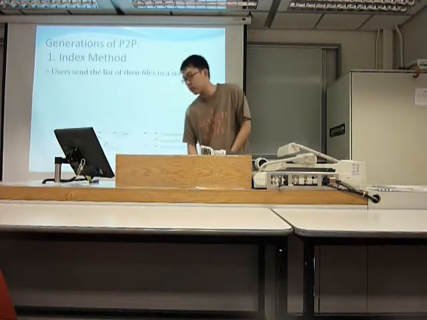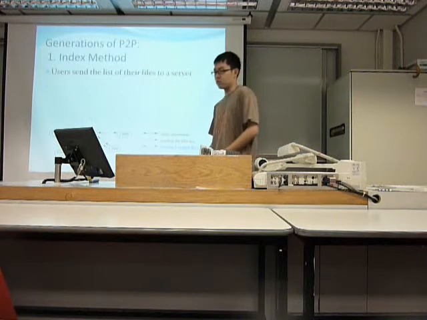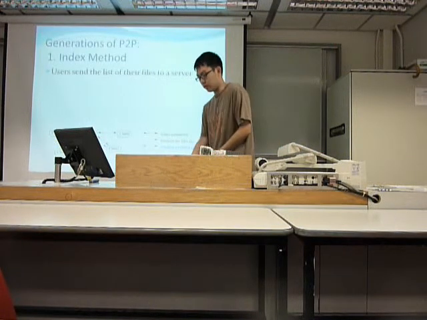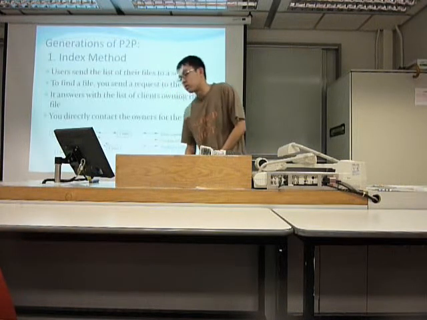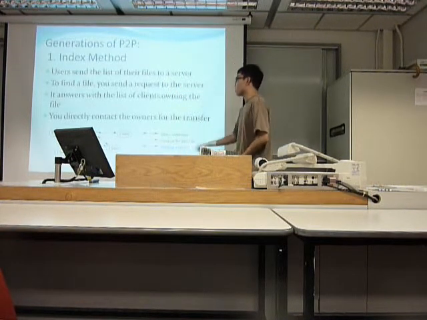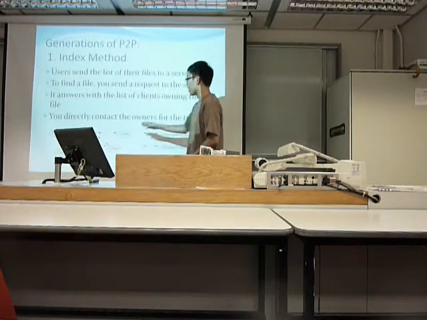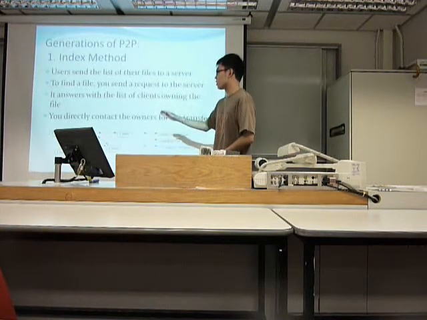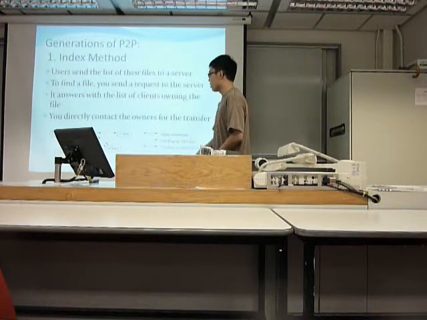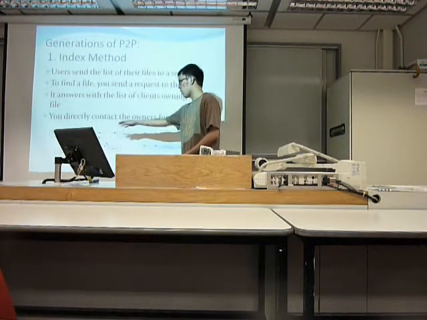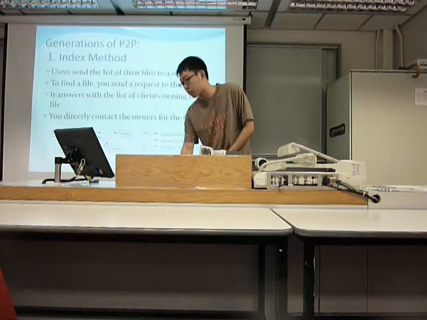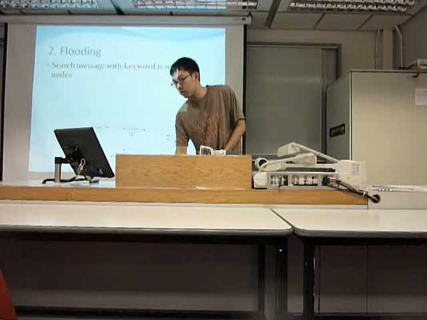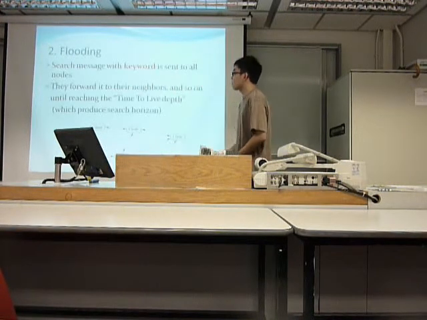So actually, after the creation of P2P server, there are several generations developed. The first one being the index method. For the index method, you are the client. When you send a request to a server and the server has responded and said yes to you, you can directly get the file from other different clients, which is a faster way compared to the traditional client to server method. And the next method is flooding.